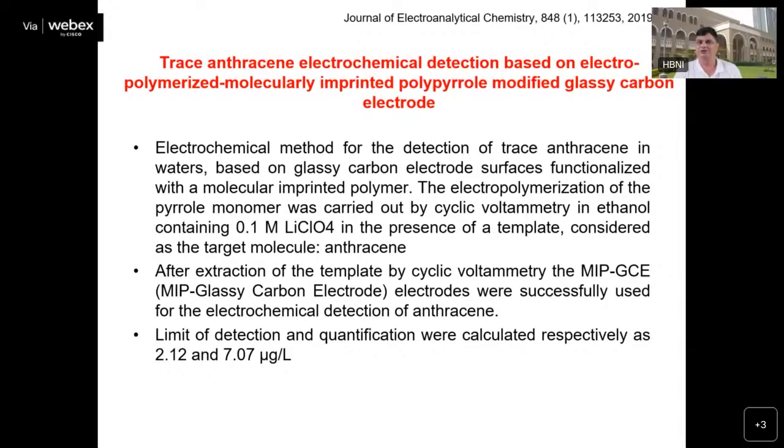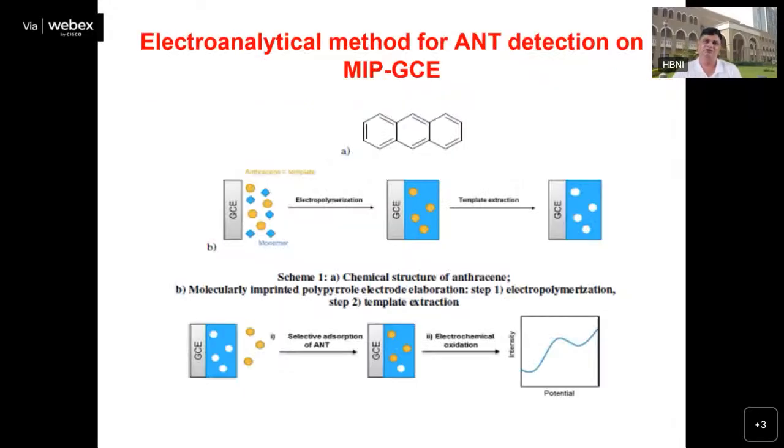And in this, what we do is this electrochemical method for the detection of anthracene in water. In this, the working electrode is a glassy carbon electrode, and its surface is functionalized with a molecularly imprinted polymer. The electropolymerization of the pyrrole monomer was carried out by cyclic voltammetry in ethanol containing 0.1 molar lithium perchlorate, in the presence of a template, considering the target molecule anthracene. Then after extraction of the template by cyclic voltammetry, this electrode was successfully used for the electrochemical detection of anthracene. This figure shows that.